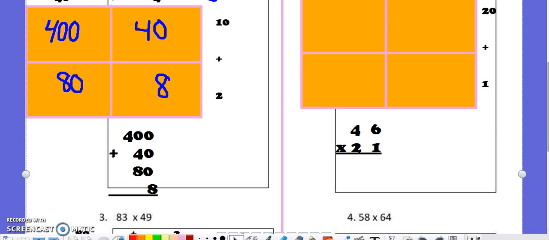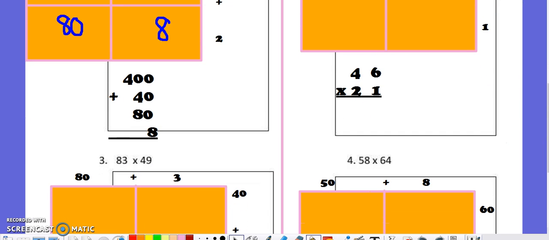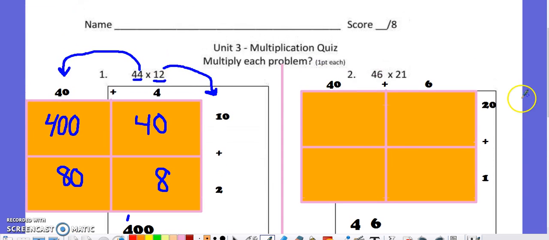I add my ones category, and I end up with 8. And I do 8 plus 4 in my tens, 9, 10, 11, 12, carry my 1. 4 plus 1 is 5. And the answer is 528. Let's take a look at another example right here.